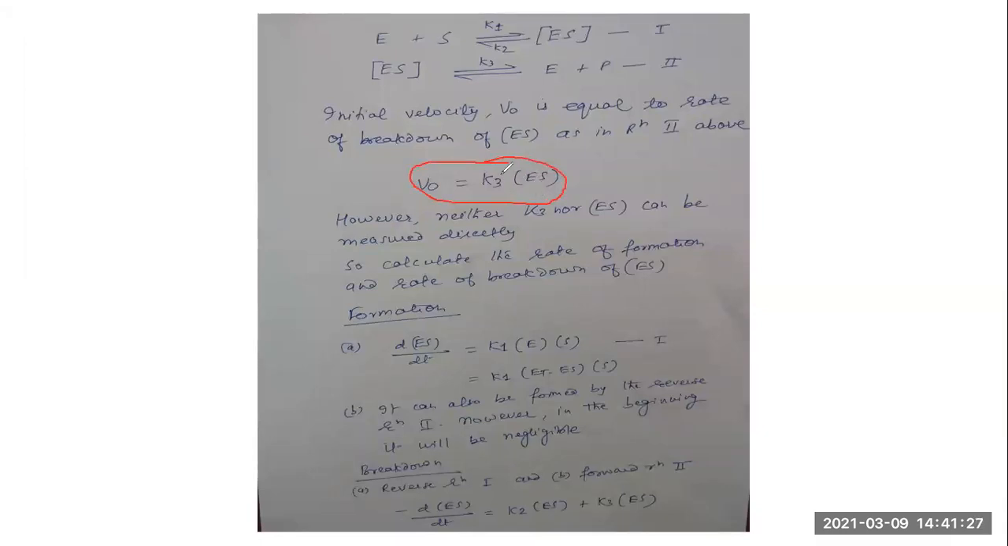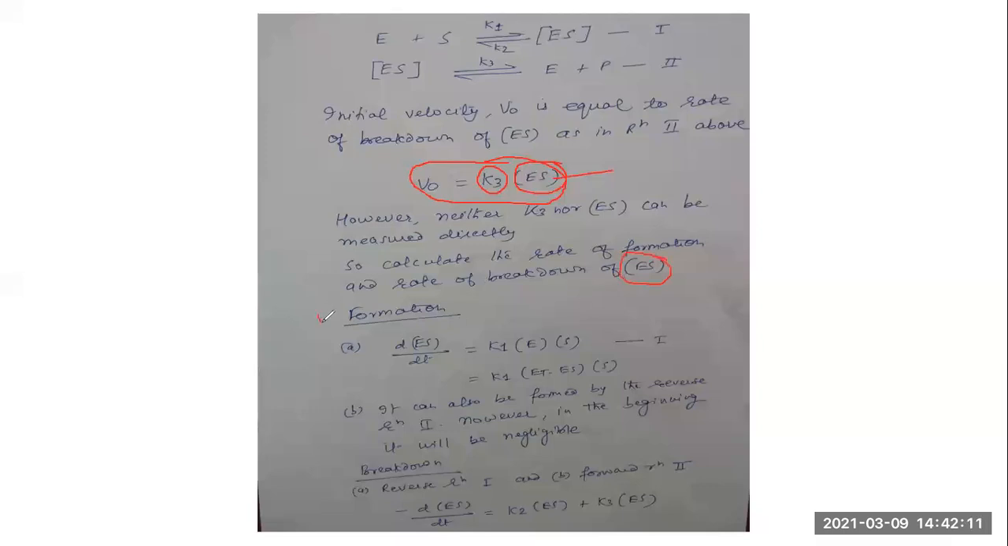The problem is that neither K3 nor ES can be measured directly. And I told you, please remember that ES is a transient species. It requires specialized techniques to visualize the ES complex, so it is very difficult to measure. So since both of these cannot be directly measured, we have to evolve some alternative method, and for that we calculate the rate of formation and rate of breakdown of ES.